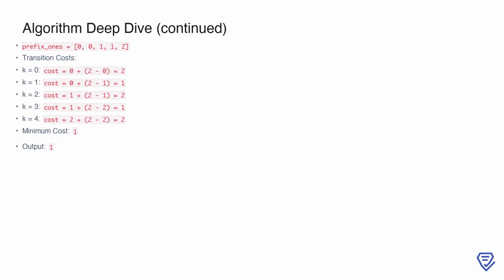This example demonstrates how the algorithm efficiently evaluates all possible partitions and uses the prefix sums to compute the costs in constant time for each transition. By the end, we have the minimum cost required to make the string monotone increasing.